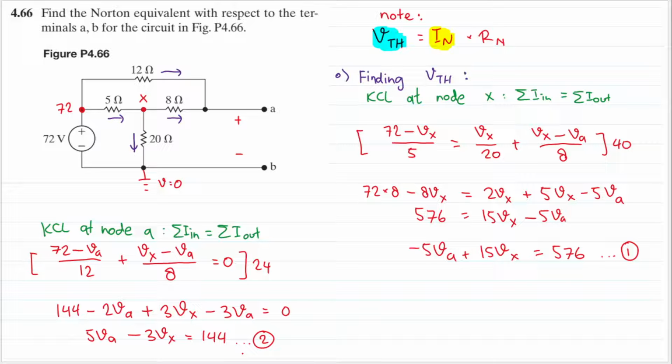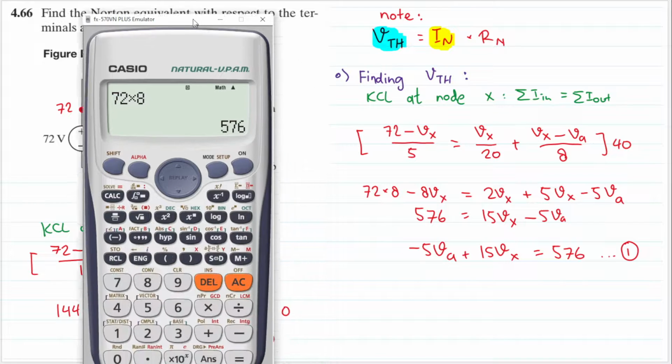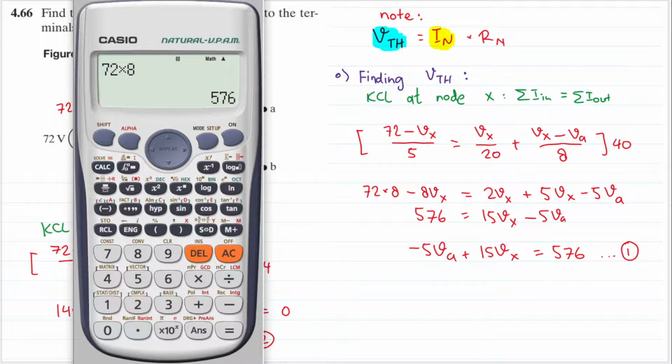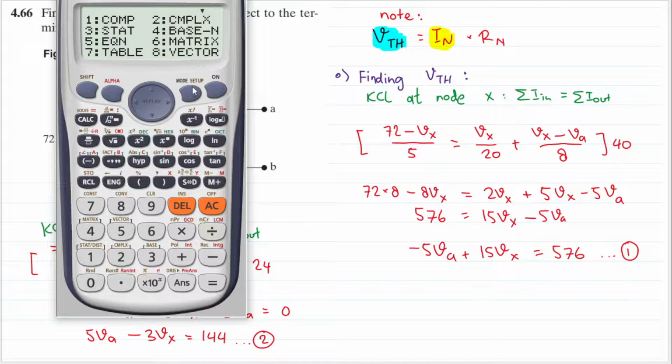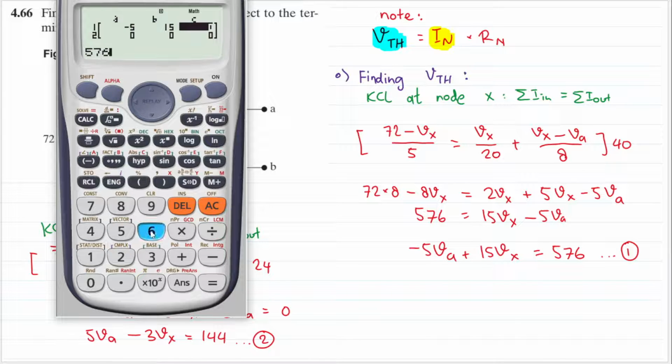Okay, and we need to solve equation number 1 and number 2. Maybe use the calculator here to put it in the equation solver. Okay, let's do number 5. Okay, equation solver is number 1. And we will have minus 5, and then 15, then 576. And then the second one will have 5, and then minus 3, and then 144.